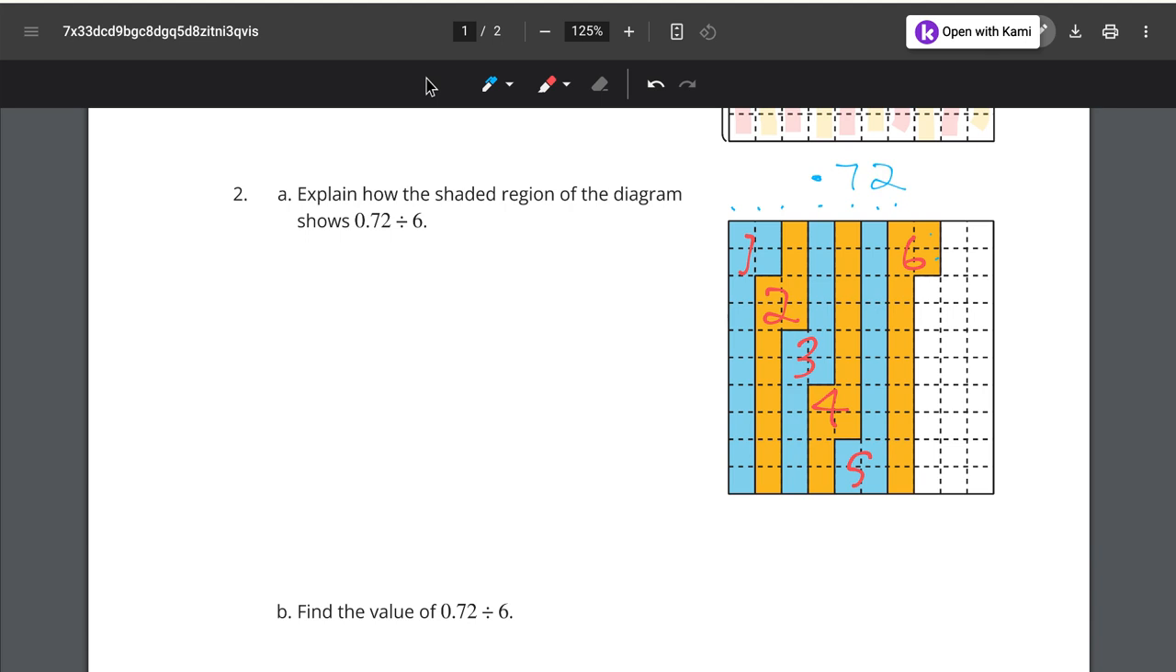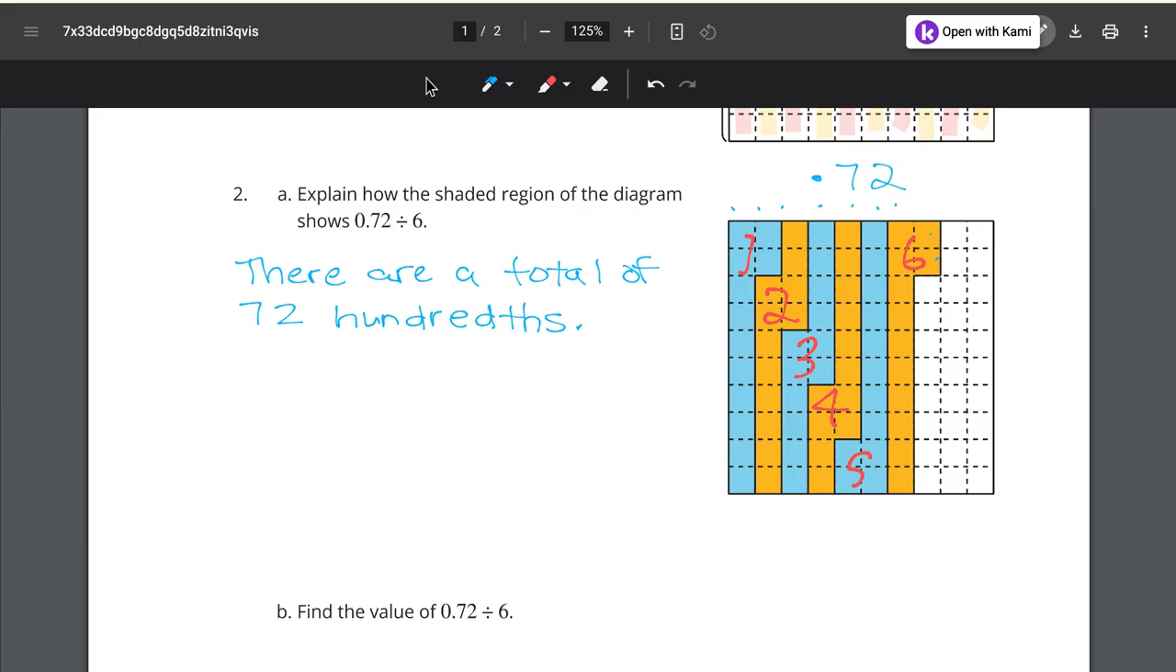But for A, all I'm asked to do is really just to explain how I see 72 hundredths and how that is divided into 6, which of course is the 6 equal groups. So let's go ahead and write that answer. So we're going to say here that there are a total of 72 hundredths. And again, we saw that in 7 complete columns. That gives us 7 tenths. And then 2 extra single squares, which gives us the 2 hundredths. So together that's 72 hundredths.